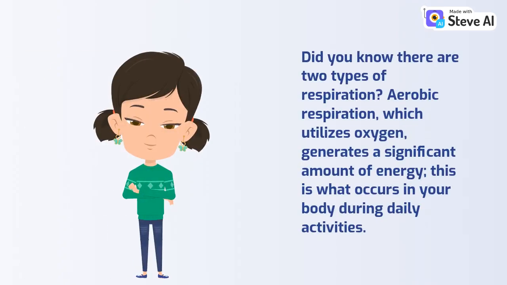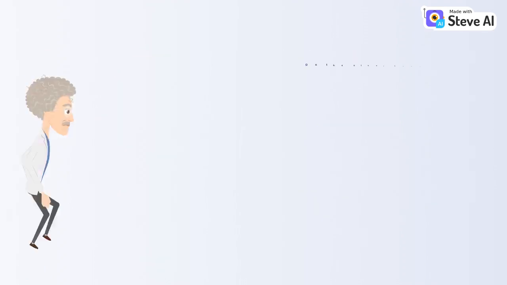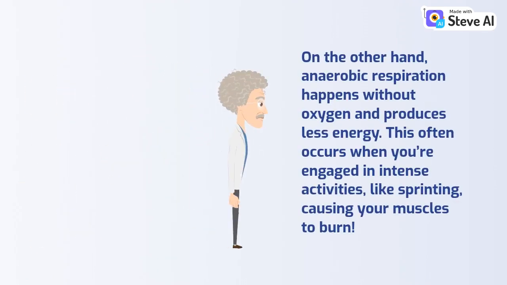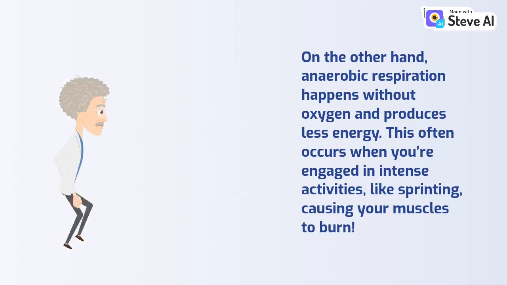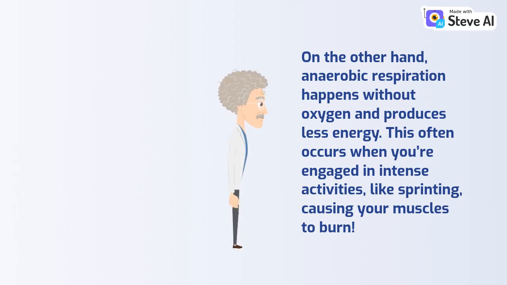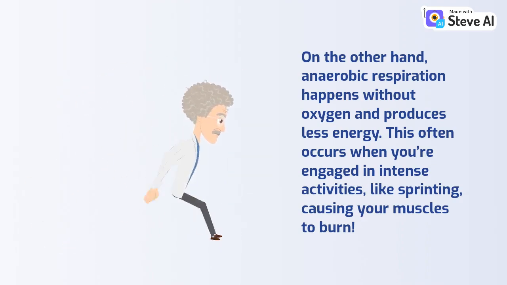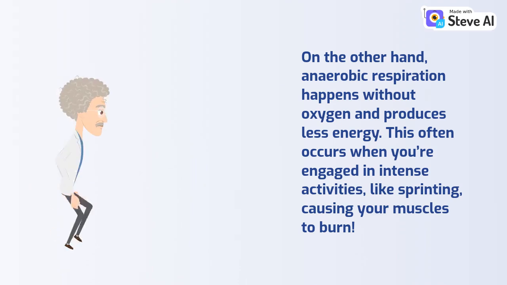Did you know there are two types of respiration? Aerobic respiration, which utilizes oxygen, generates a significant amount of energy. This is what occurs in your body during daily activities. On the other hand, anaerobic respiration happens without oxygen and produces less energy. This often occurs when you're engaged in intense activities like sprinting, causing your muscles to burn.